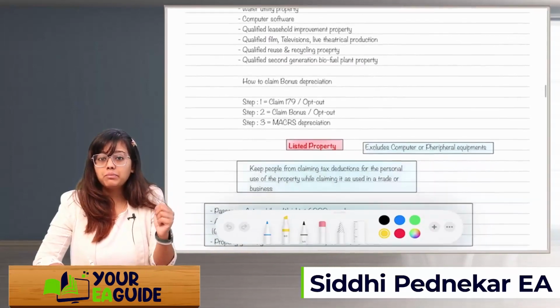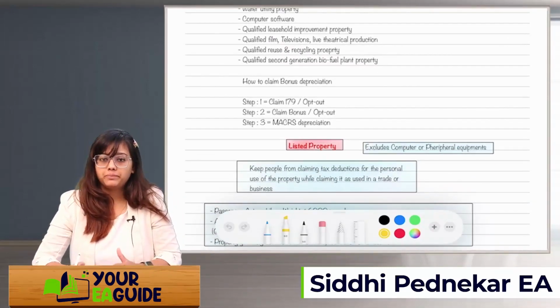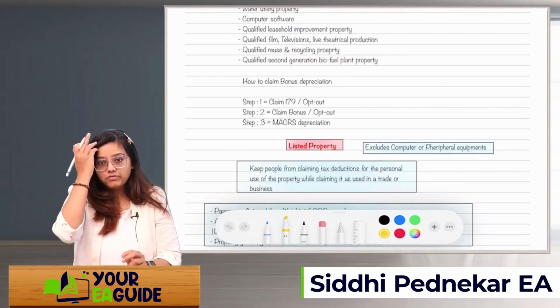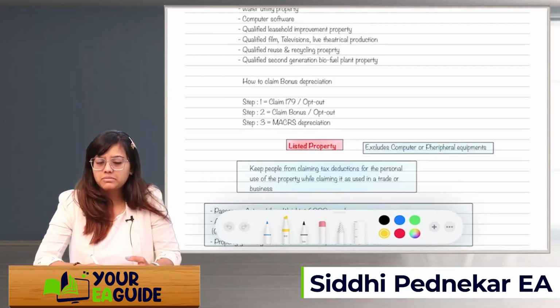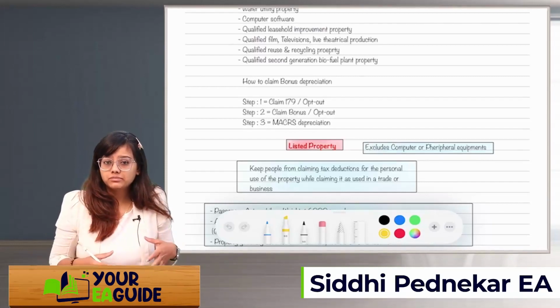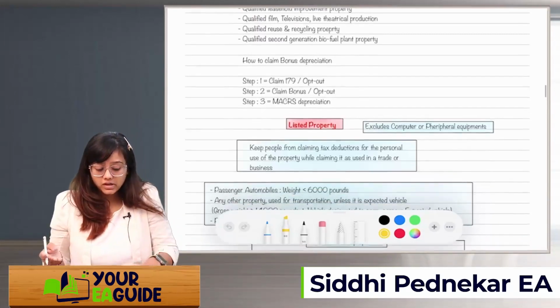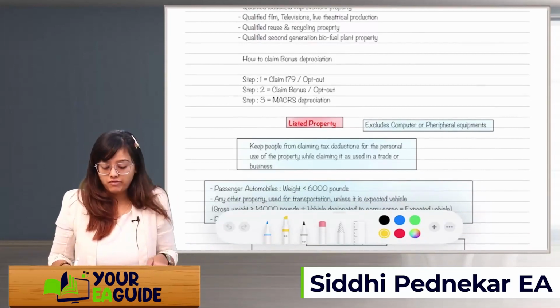Now, how to claim the bonus? First, either you can go for 179 or you can opt out. Okay, if you have not claimed 179, then you can go for bonus depreciation. If you're not claiming bonus depreciation, just take one depreciation, that is MACRS depreciation, according to the different MACRS methods, right? Mid-month, remember the conventions that you can go through. Either take 179 or take bonus depreciation or take the MACRS method, straightforward.